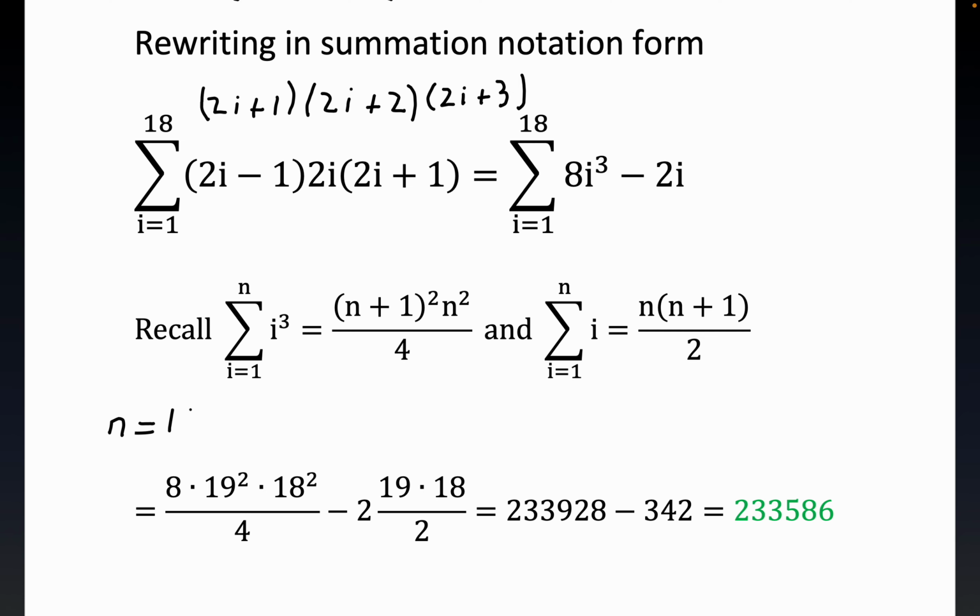And again, there's an 8 in front of this, which would just be a constant that would come outside of the summation. So that's where this 8 comes from. And of course, right here, 2. And we have 2 right here, right? Okay. So the rest of this, as you can see, is just substituting. We substituted into this formula for n equals 18. And then right here, we substituted into this formula for n equals 18.